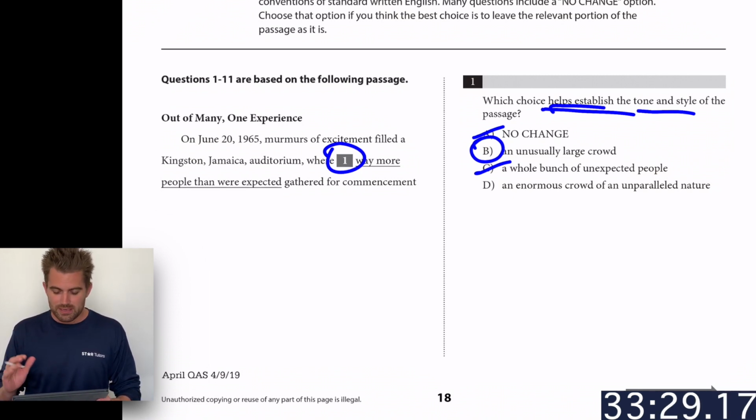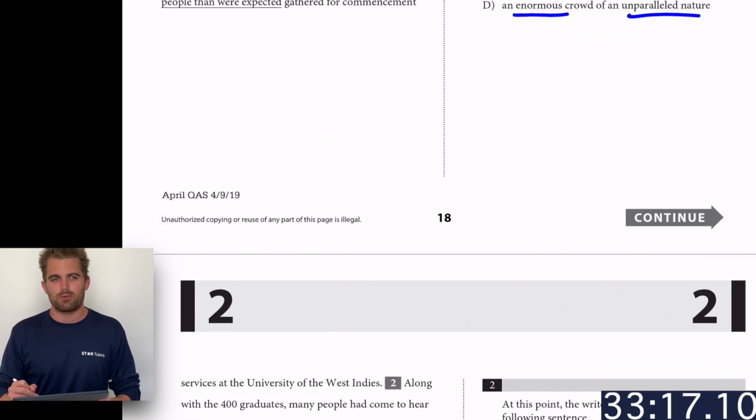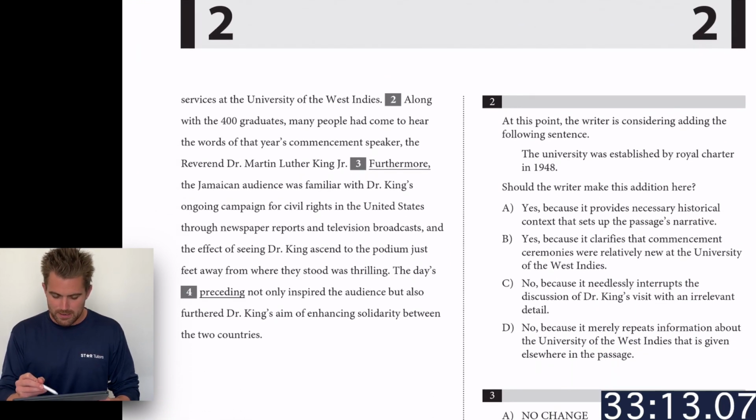Don't try to overthink it. "An enormous crowd might even be..." that might be a tone word you can eliminate, but "of an unparalleled nature" is way too complicated. It's way too heavy of language, "unparalleled nature," to reflect a typical SAT Writing and Language passage. So I feel pretty comfortable about that one.